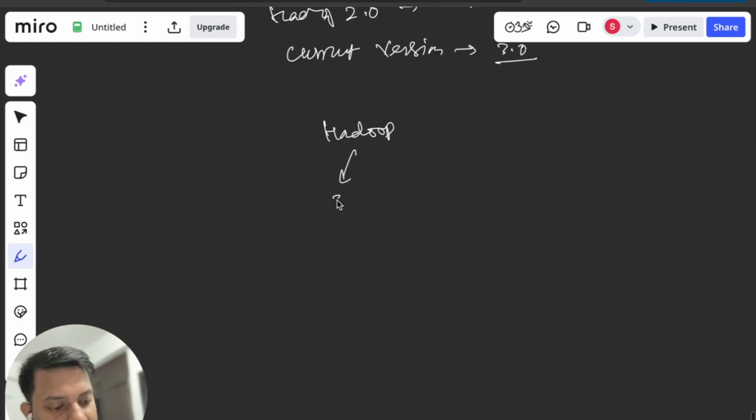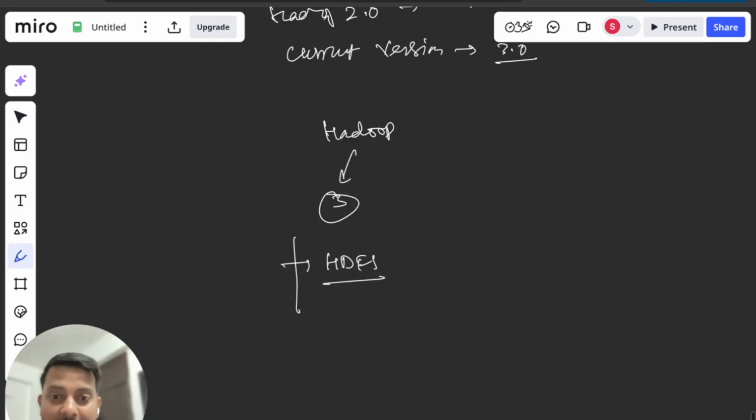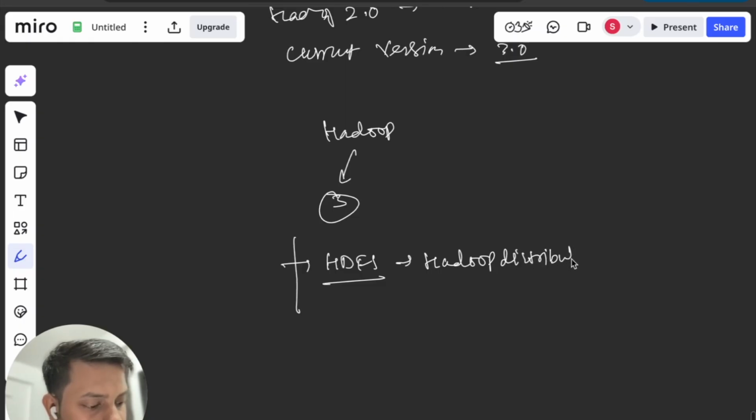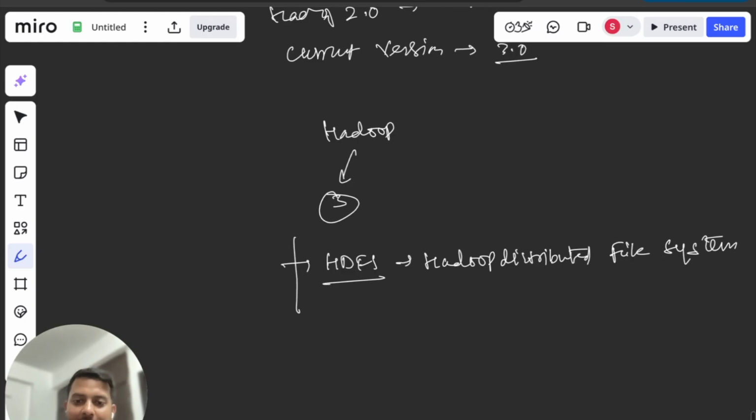There are three core components of Hadoop. The first is HDFS, which means Hadoop Distributed File System. This HDFS is a distributed storage where the data spans across multiple systems.